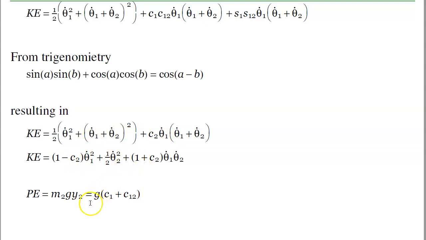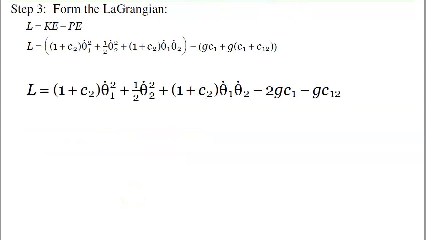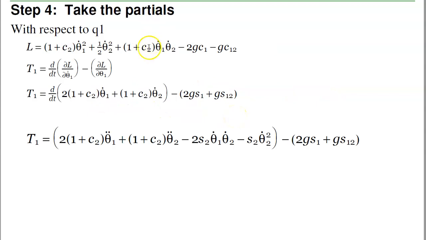And potential energy is just mgy. Y is cosine theta 1 plus cosine of theta 1 plus theta 2. So we now have the kinetic energy and potential energy. I can form the Lagrangian. So this is the Lagrangian, the total energy in the system. Using the Lagrangian, I can now find the torques.